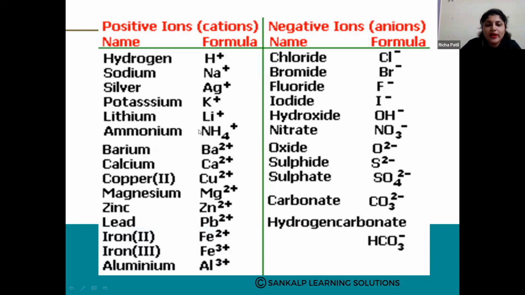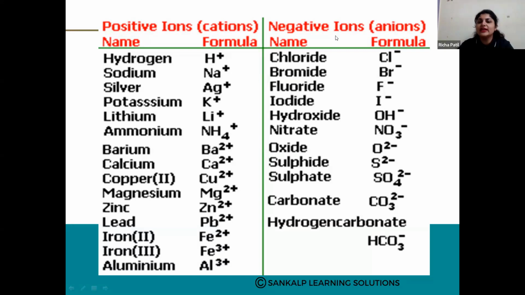So these are all monovalent, meaning there is only a +1 charge. Then barium, calcium, copper, magnesium, zinc, lead, iron 2. Iron in the +2 state is called ferrous, and +3 is called ferric. Aluminium is +3. So these are bivalent ions, and then these are the trivalent ions. When they have a +3 charge, it is called trivalent.